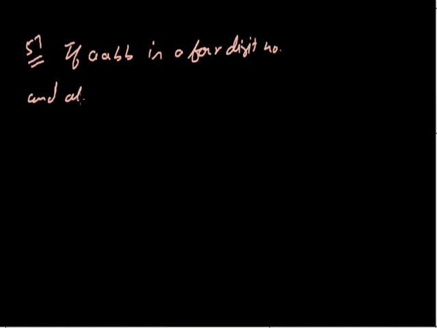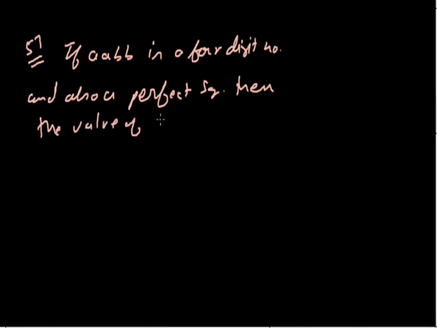In question number 57, if double A double B is a 4-digit number and also a perfect square, then the value of a plus b is... Here it is given that double A double B is a 4-digit number, and it is also a perfect square. So we have to find the value of a plus b. Let's solve this problem.